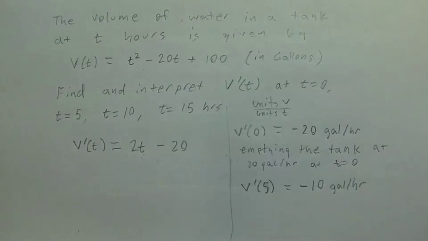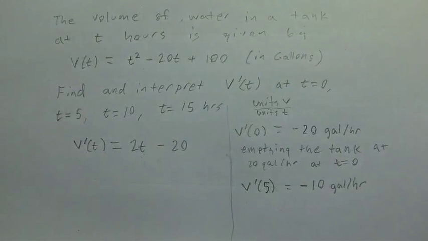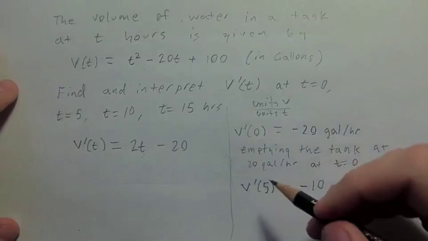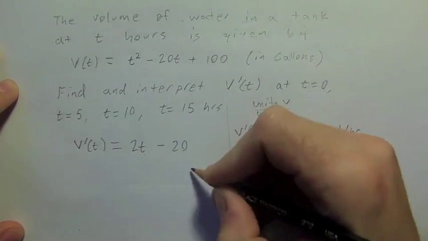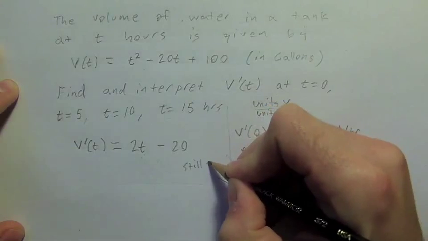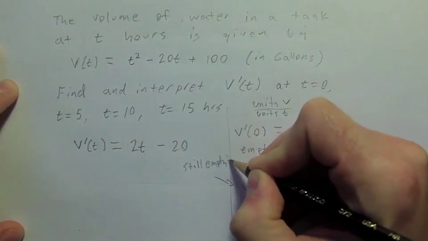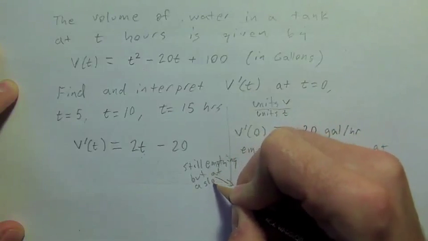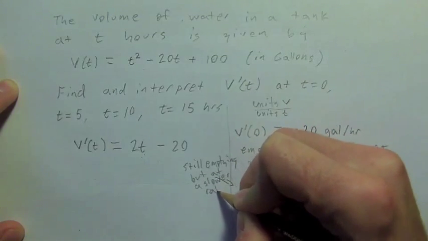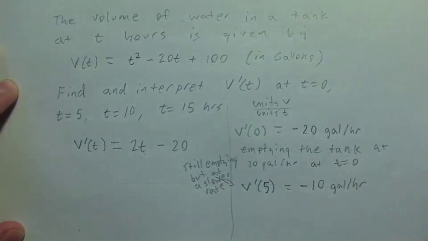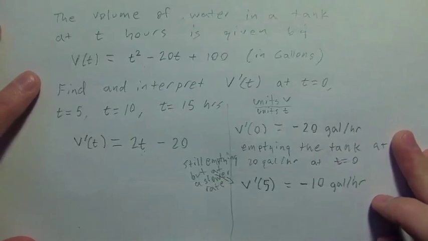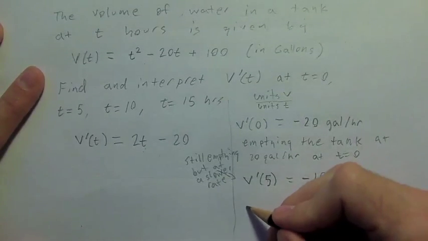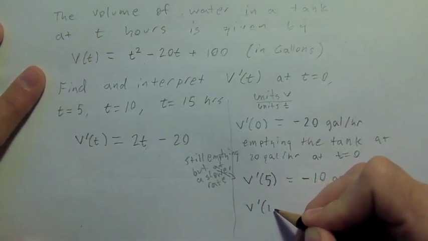So we're still emptying the tank, but we're emptying at a slower rate, right? The rate at which it's emptying is slower. So still emptying, but at a slower rate of 10, or it's negative 10, but we're emptying at 10 gallons per hour, right? Slowing down. And then what happens at t equals 10?